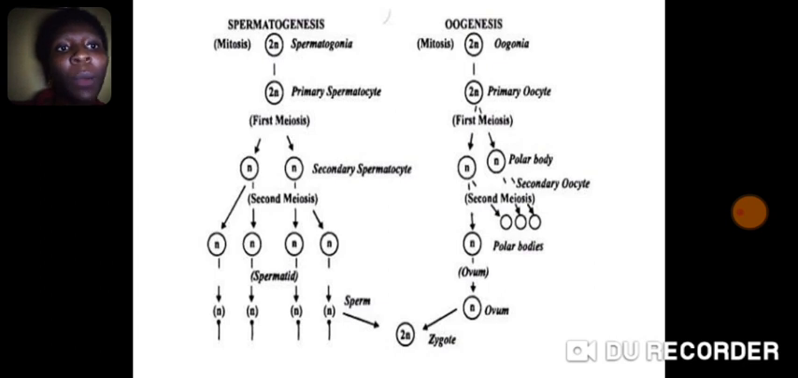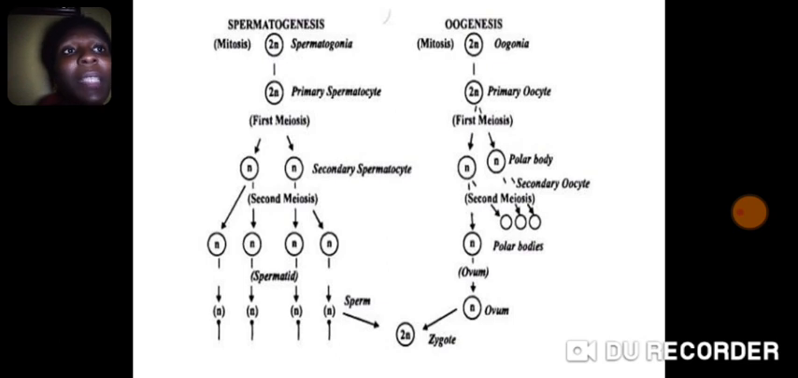Okay, now that is all about spermatogenesis and oogenesis. So secondary oocyte is not yet called ovum until fertilization takes place. Then you now have the ovum. So the ovum is fertilized secondary oocyte. But if no fertilization takes place, then the secondary oocyte together with the polar bodies will just be flushed out during menstruation.